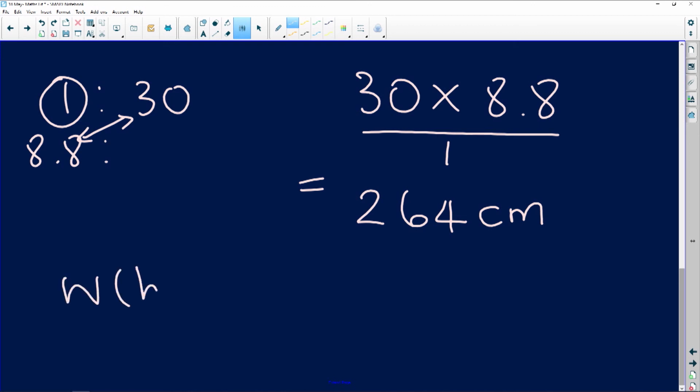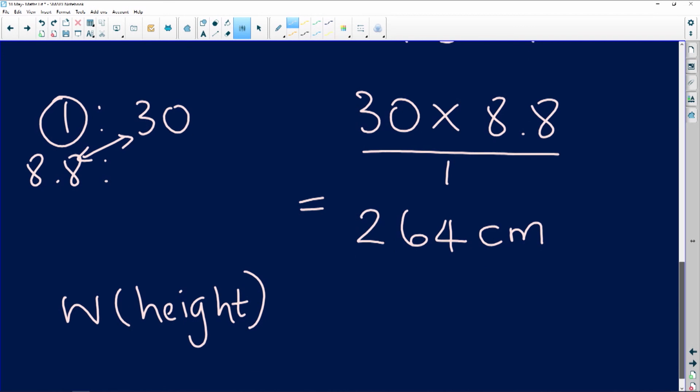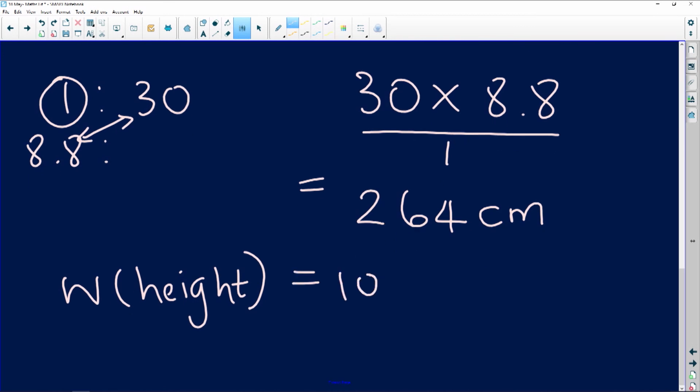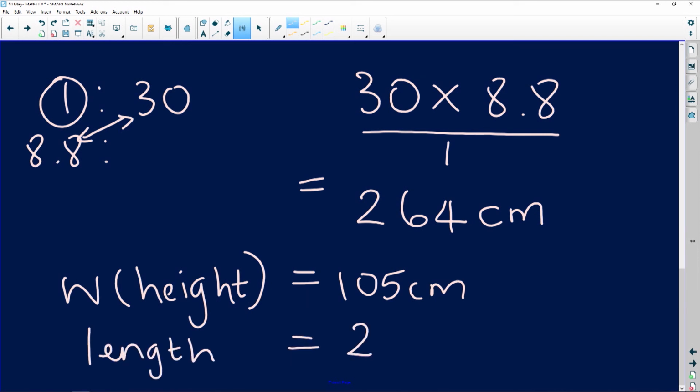So now I know that the height of my wall is 105 centimeters, and I know that the length of my wall is 264 centimeters, which makes sense. Like I said to you guys, it needs to make sense. So let's go to the next question.